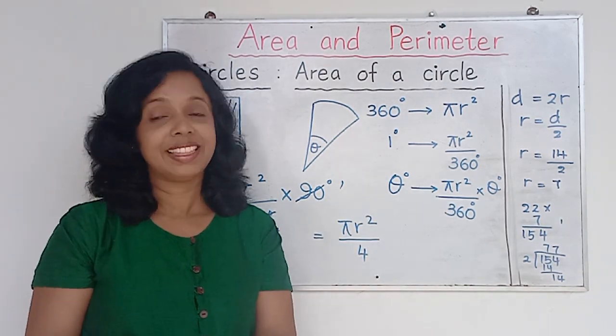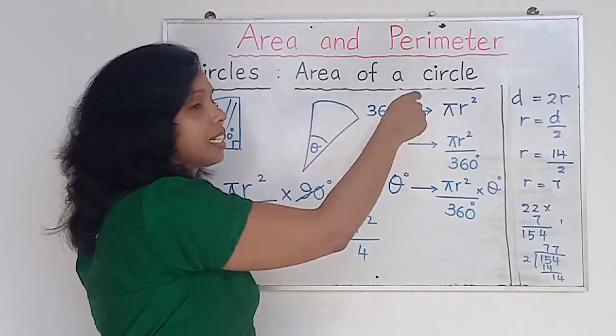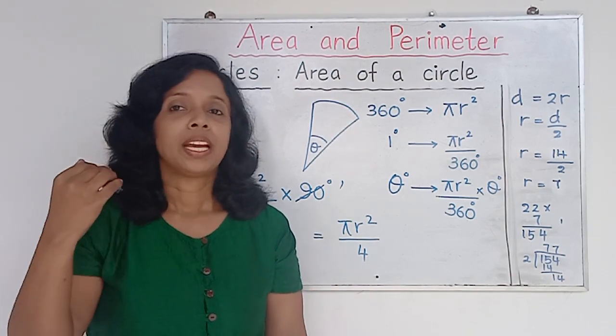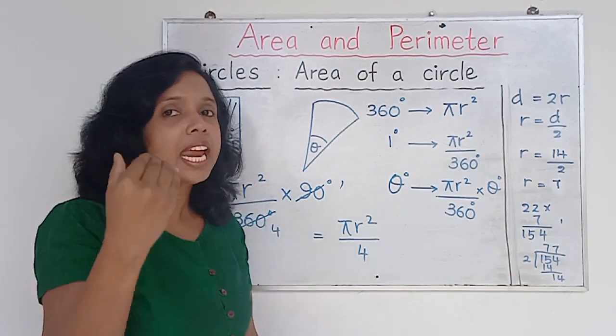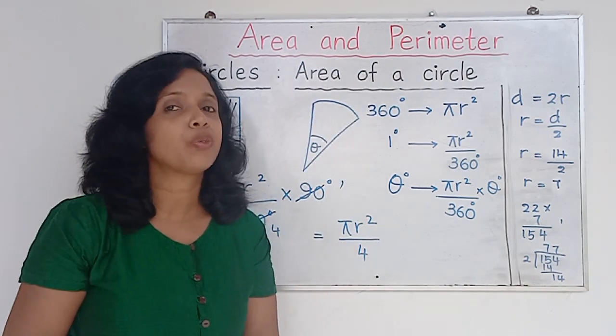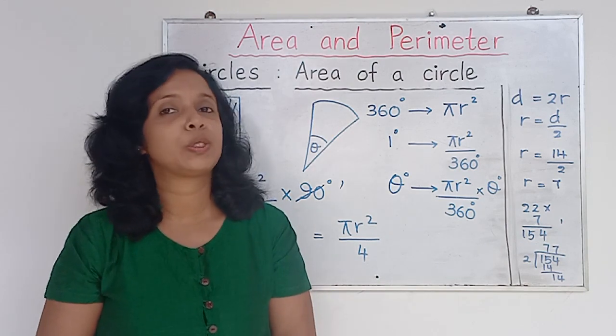Okay, so that is about the area of a circle, and we talked about semicircles and quarter circles and any portion of a circle having the theta degree value, and how to find the area of them. Hope everybody understood this lesson.